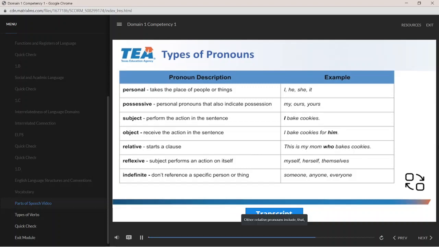Other relative pronouns include that, which, whom, whose, when, and where. Reflexive pronouns are when the subject performs an action on itself. Examples include the pronouns myself, herself, and themselves. Indefinite pronouns don't reference a specific person or thing. Examples include the pronouns someone, anyone, and everyone.